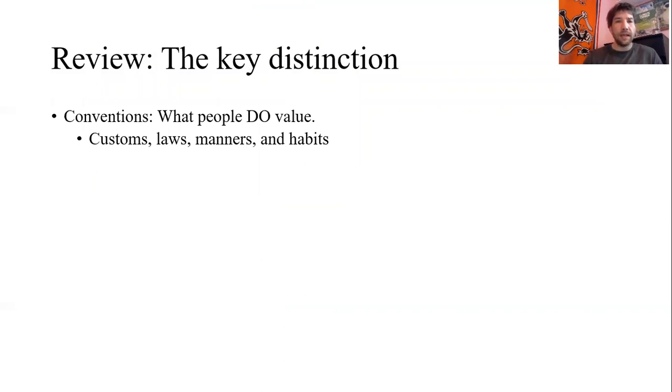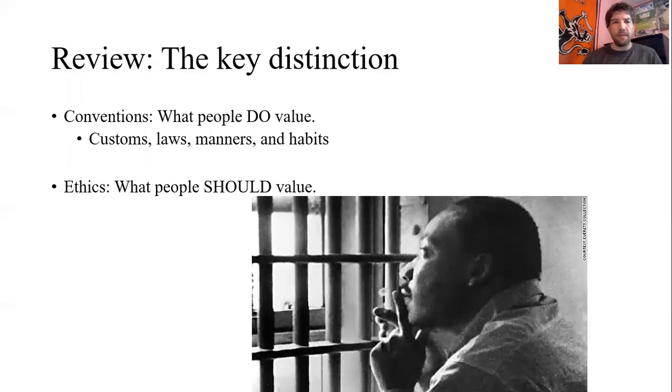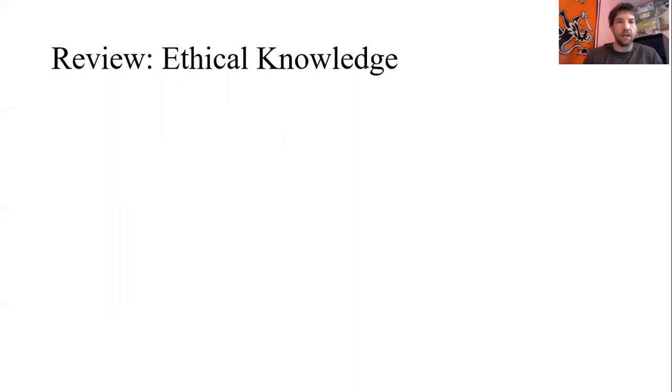Okay, a little bit of review. Last time we focused on this key distinction between convention and ethics. We talked about what people do value and what people do think and believe versus what they should value, what they should think, what they should believe, what they should do. That's the distinction. And we used Martin Luther King Jr.'s letter from a Birmingham jail and civil disobedience to talk about the distinction between just and unjust laws, which has to rest on this prior distinction that there must be something different between ethics and the laws of any given society. Ethics would provide you with the standards to judge the laws or conventions of a society. So you could say some of those laws are just and some are unjust, right? That's what we talked about last time.